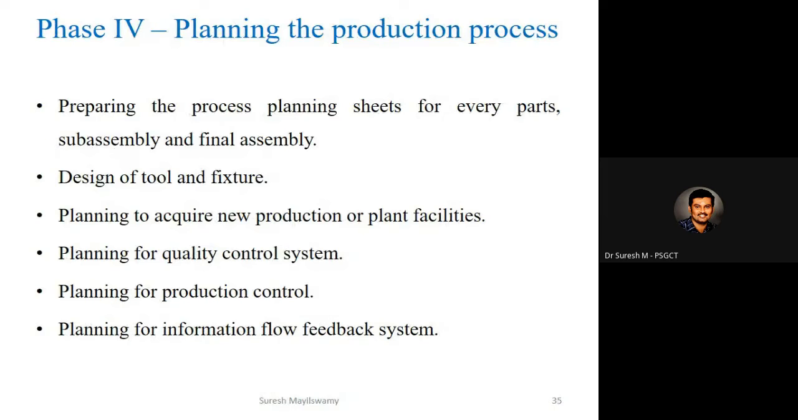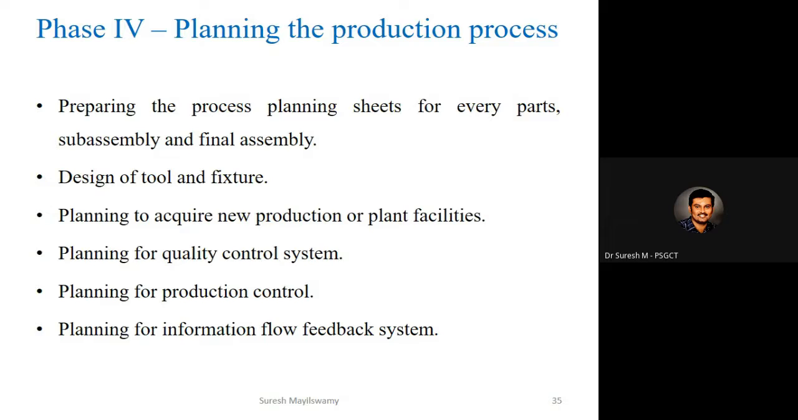Then the next stage is planning the production process. So we prepare the process planning sheet for every part, sub-assembly and final assembly. Here we have a subsystem. By using the subsystems we have sub-assemblies, and the final assembly we can get by assembling the sub-assemblies.